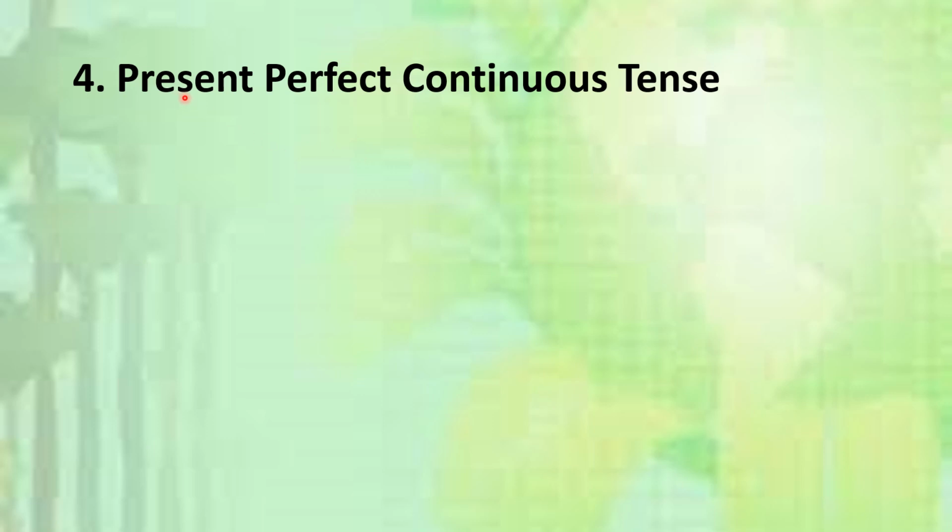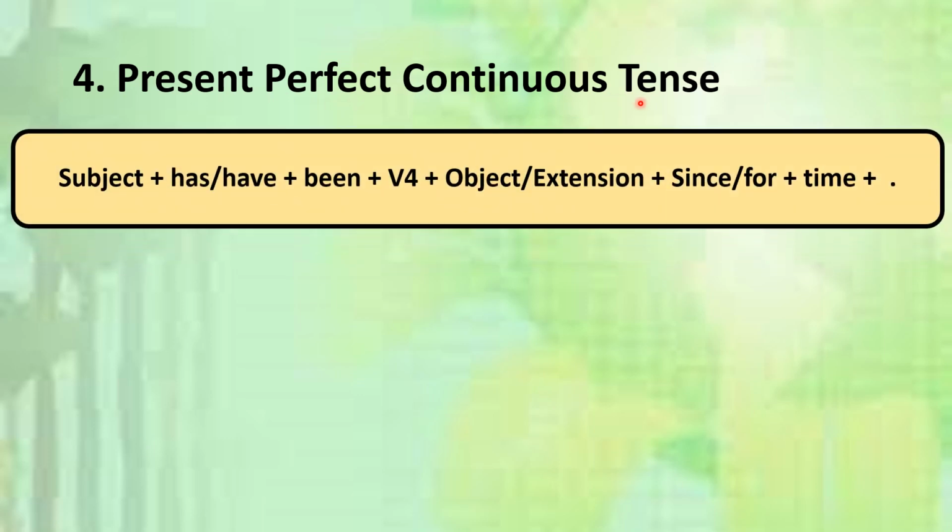Here is our last and fourth main aspect of present tense, which is present perfect continuous tense. And we follow this formula to write a correct affirmative sentence of present perfect continuous tense. We first write subject, then we write has or have along with been as auxiliary verb. After that, we write the fourth form of verb, which is the ing form of the verb.